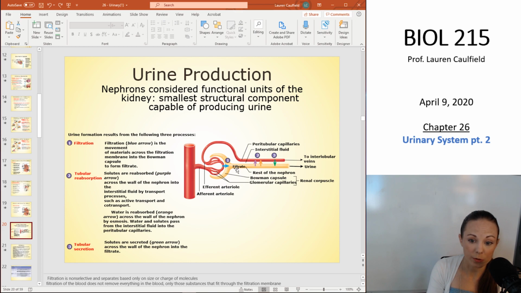So all of our tubular secretion is going to be in the distal part of the nephron, and that is going to be taking additional substances from the blood and placing those into the filtrate so that they can be disposed of. Okay, so these are our overall steps associated with urine production, and our different segments of our nephron are going to have different aspects of this urine production associated with them.